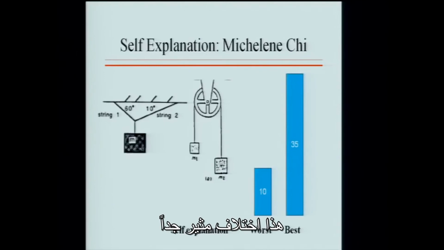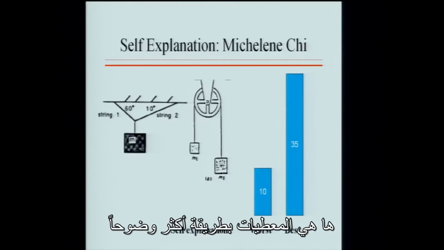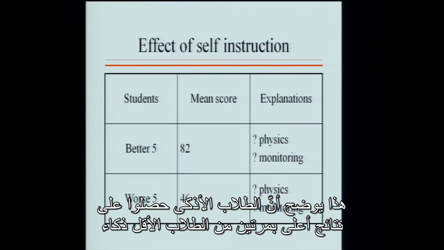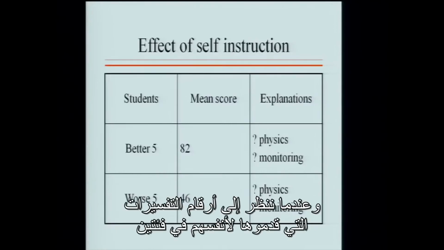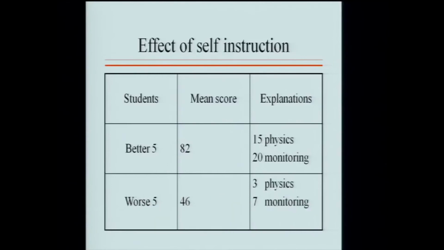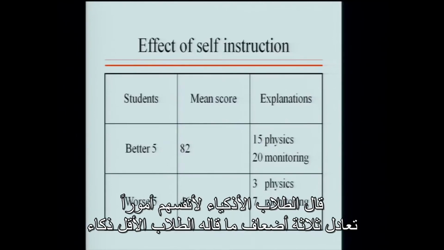That's a pretty dramatic difference. Here's the data in more straightforward form. This, by the way, points out that the smart ones scored twice as high as the less smart ones. And when we look at the number of explanations they gave themselves in 2 categories, the smart ones said 3 times as much stuff to themselves as the less smart ones.